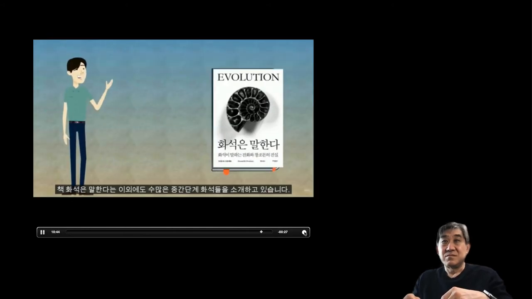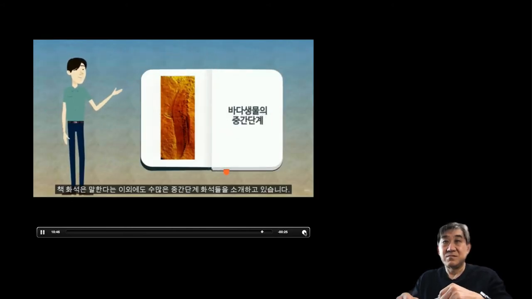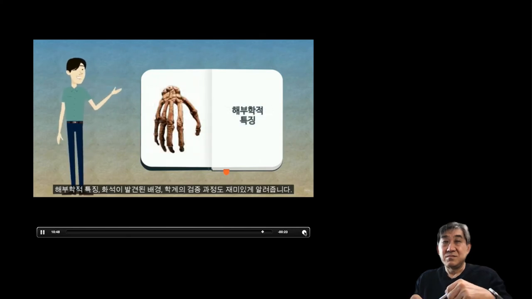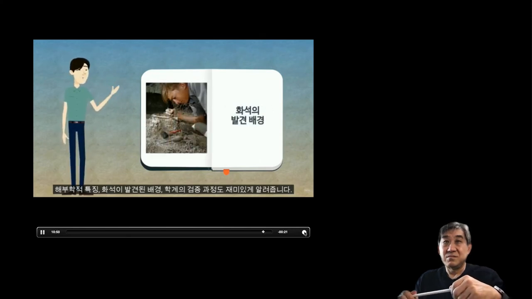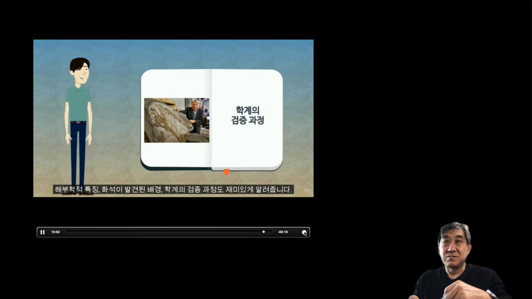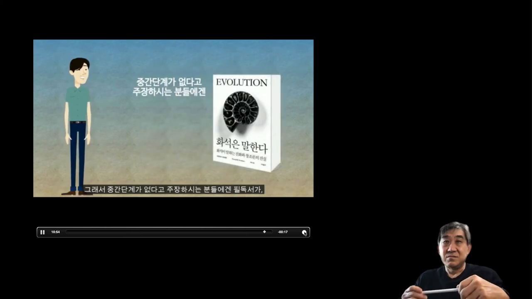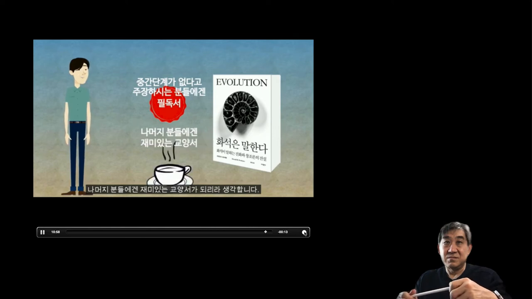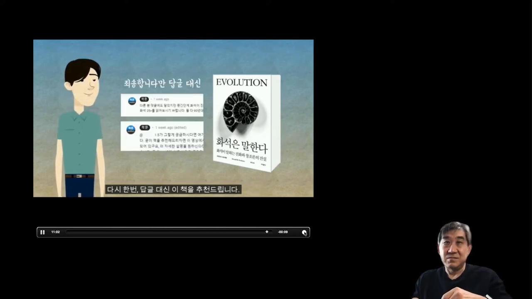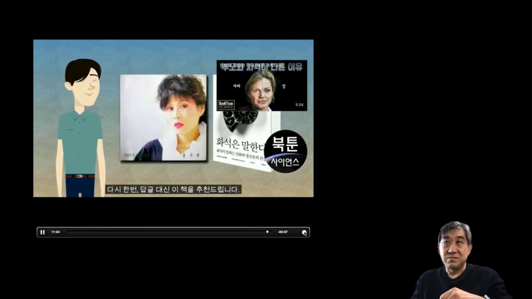책 <화석은 말한다>는 이외에도 수많은 중간 단계 화석들을 소개하고 있습니다. 해부학적 특징, 화석이 발견된 배경, 학계의 검증 과정도 재미있게 알려줍니다. 그래서 중간 단계가 없다고 주장하시는 분들에겐 필독서가, 나머지 분들에겐 재미있는 교양서가 되리라 생각합니다. 다시 한번 답글 대신 이 책을 추천드립니다.